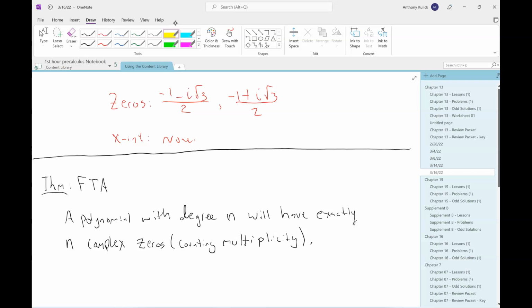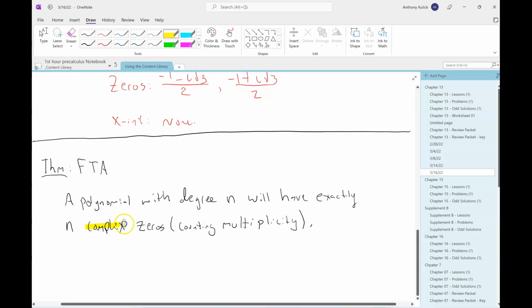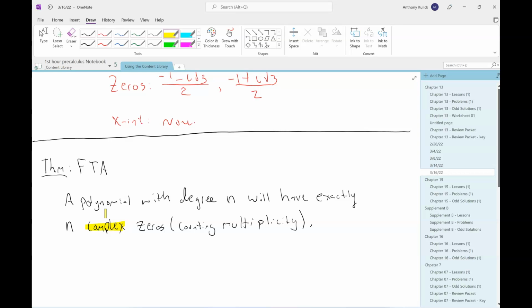One word in here is worth double checking that we understand, and that's the word complex. Does that just mean really complicated? No. What does complex mean in math class?